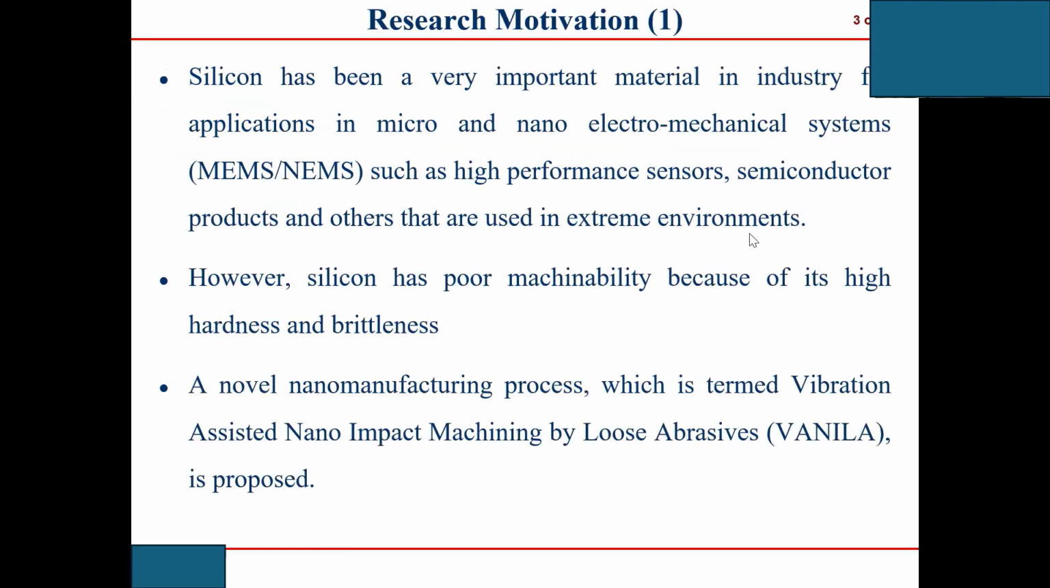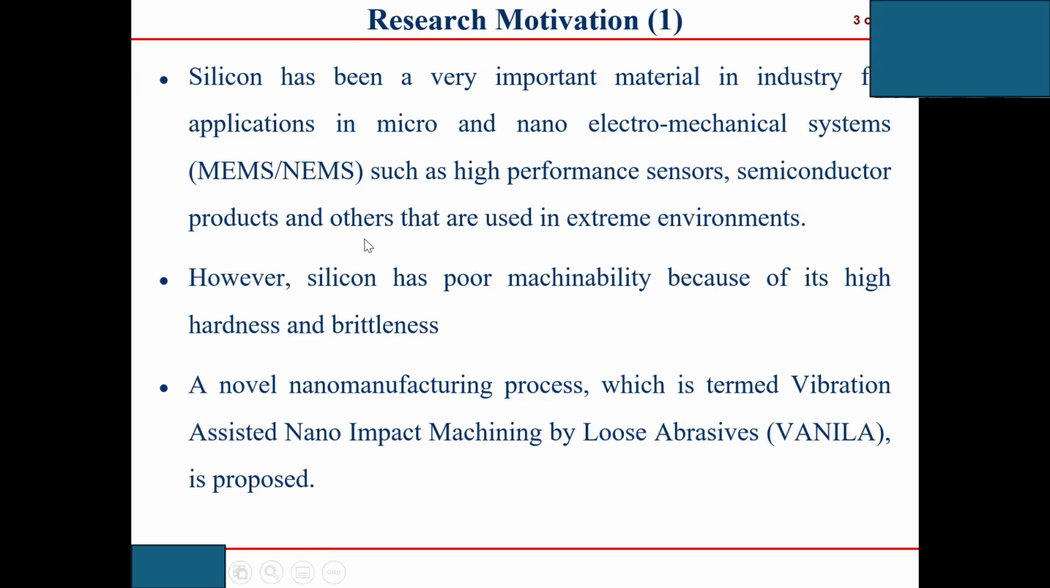So here's the research motivation. So silicon. Silicon has been a very important material in industry for the applications in the micro and nano mechanical systems, MEMS and NEMS, such as high performance sensors, semiconductor products, and others that are used in extreme environments. Some people call the current age a silicon age, because the silicon is widely used in our daily life.